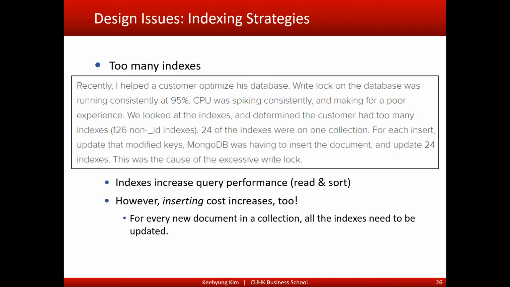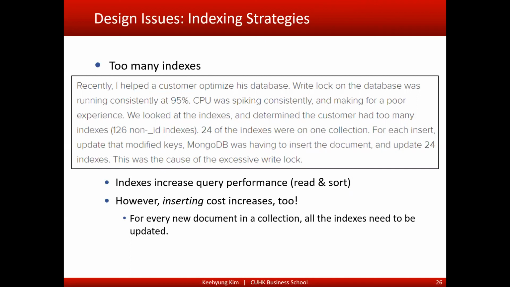And he looked at index. So he was examining many different things. He wanted to find out why this is happening. And when he looked at index, he found that the customer had too many indexes. The customer created 126 indexes on his database. And he also found that there were 24 indexes created for one collection, basically.